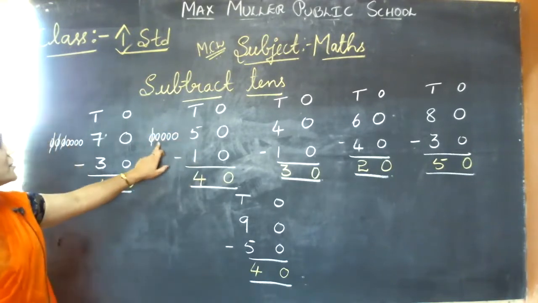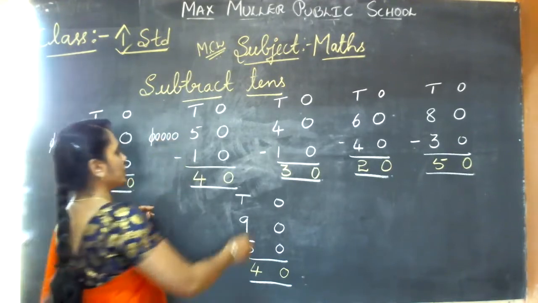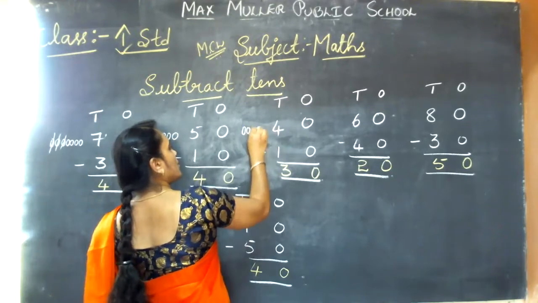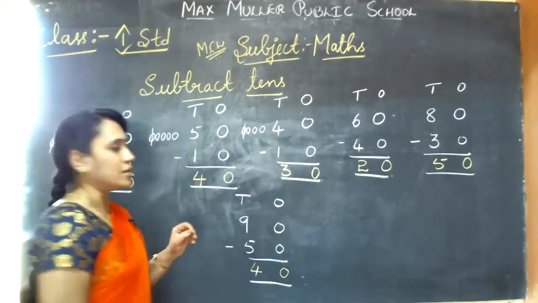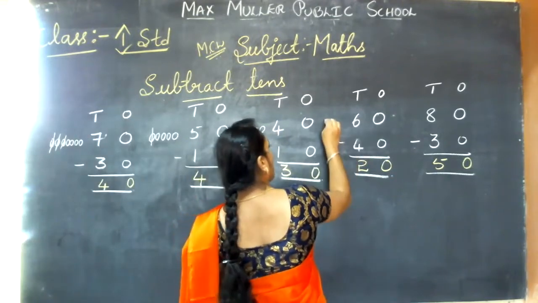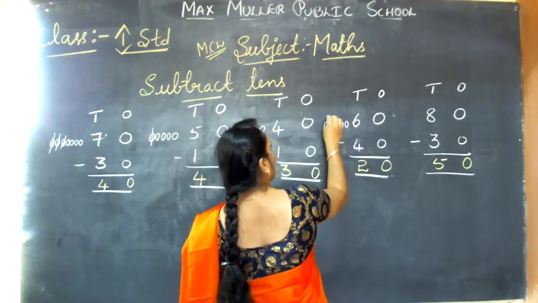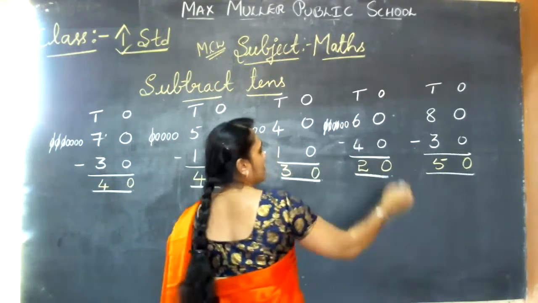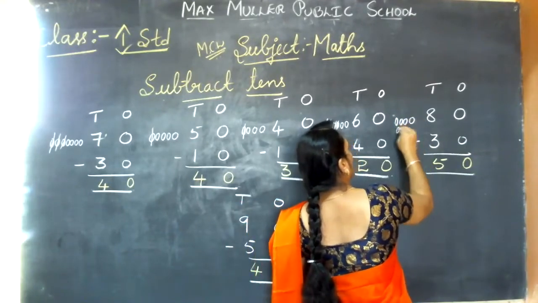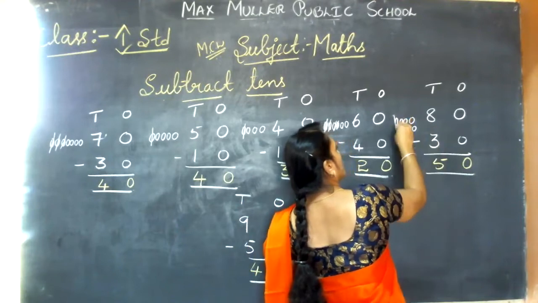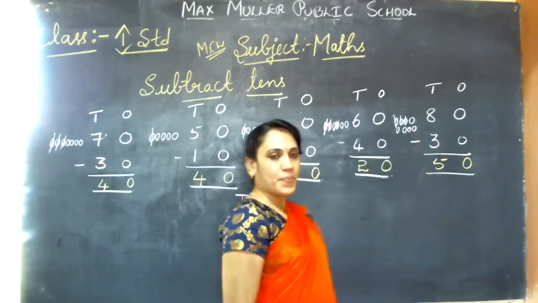So draw 5 circles, cut how many? 1. What's the balance? 1, 2, 3, 4. This method also you can use and do. 2, 3, 4, cut 1. 1, 2, 3, balance. Understand? Next, come to the next sum. Draw how many circles? 6 circles. Cut 4: 1, 2, 3, 4. What's the balance? 2. 8 circles: 5, 6, 7, 8. Cut 3: 1, 2, 3. What's the balance? 1, 2, 3, 4, 5.